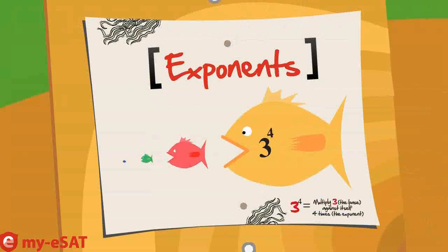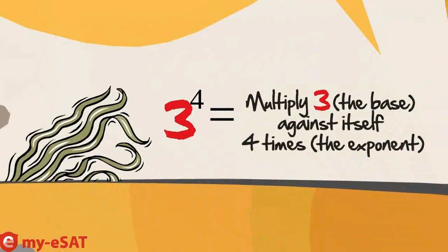Exponents are these little numbers you see written at the top right-hand corner of a number, almost sticking out. What it is, is just a shorthand way of writing multiply this number by itself a certain number of times. For example, 3 to the fourth means 3 times 3 times 3 times 3. So 3 to the fourth means multiply 3, the base, against itself 4 times, the exponent.